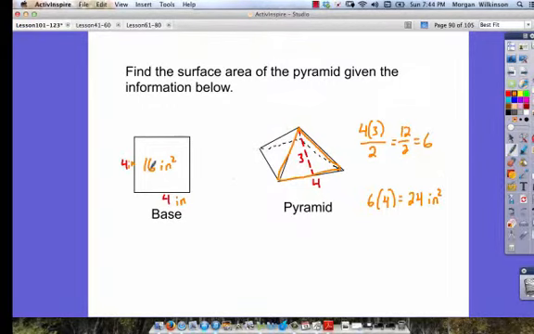And then we add our 16 square inches onto that. 24 plus 16, that's our total surface area. That must be 40 square inches. And we've got our answer. We only have one more example left in this lesson. It's been a long lesson, but a lot of good information.